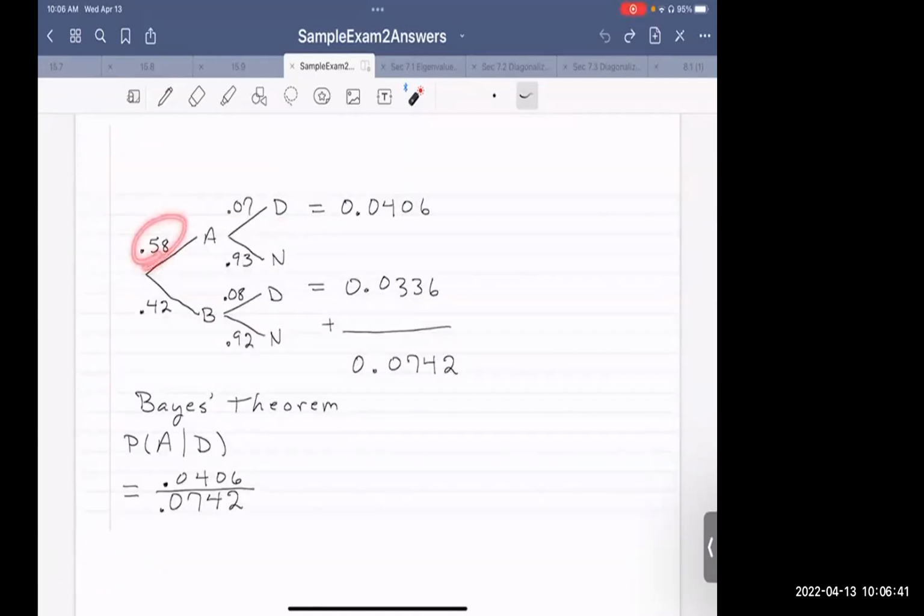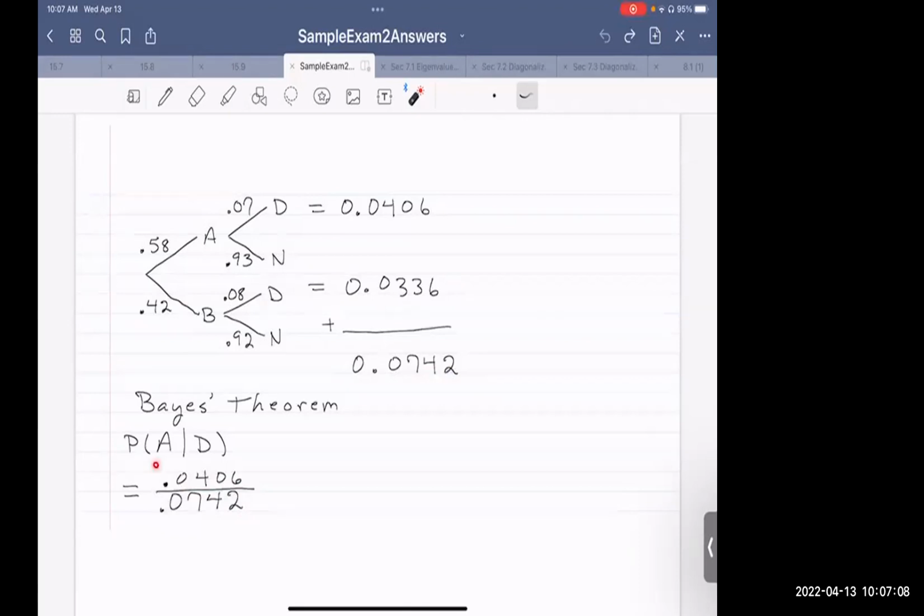So let me multiply 0.58 times 0.07, 0.0406. That's 0.42 times 0.08, 0.0336. Those are the only ones that are defective. So let's add these up. So I get 0.0742. That will be my denominator.